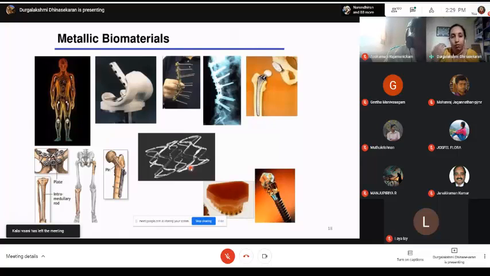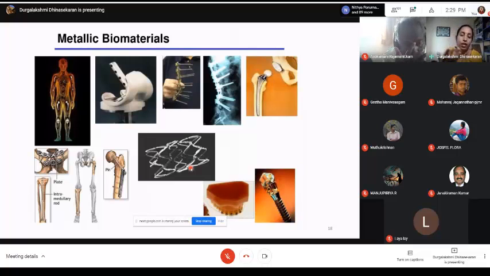Metallic material, if you saw the timeline of the evolution of these materials, metallic material is still there in the ancient times. So you could see a lot of these metallic materials are used widely for hard replacement application where loading is needed at that region.